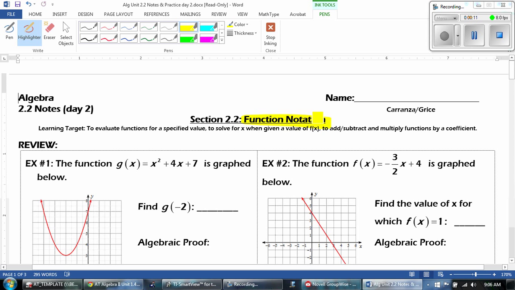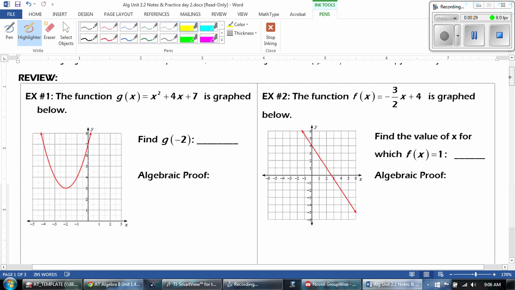Our learning target today is to be able to evaluate functions for a specified value, to solve for x when given a value of f of x, and to add, subtract, and multiply functions by a coefficient. So, we've got a pretty busy day today. Now, let's go ahead and take a look at our little review.